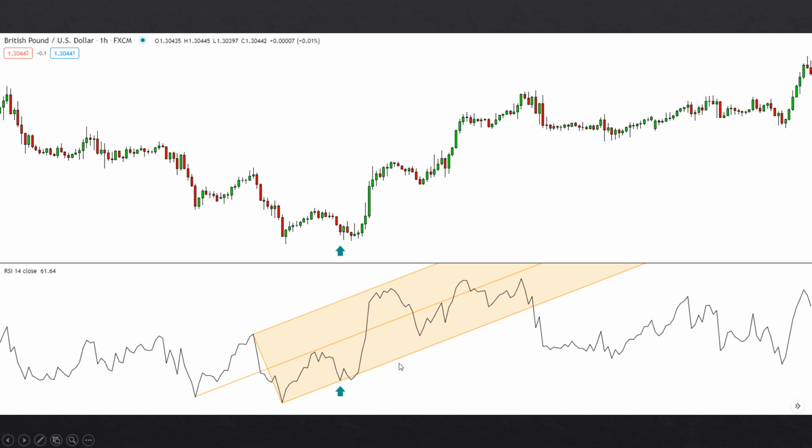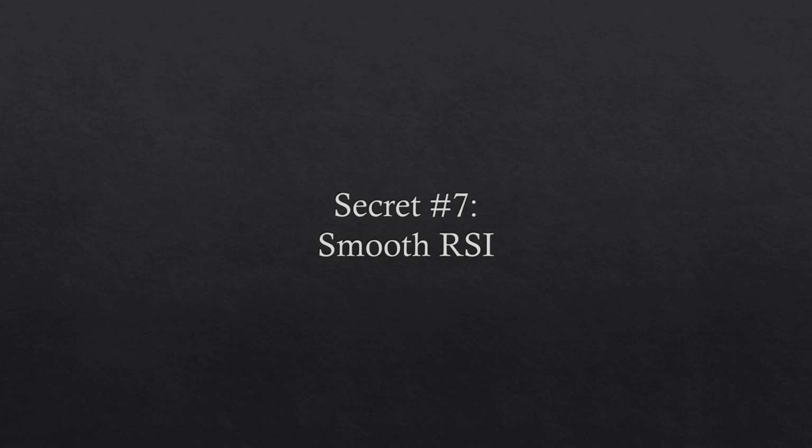Secret number 7. The smooth RSI. This secret is about changing the source from which the RSI is calculated. Most technical indicators are calculated using the closing prices on raw price action. However, by using some mathematical tricks, we can enhance certain technical indicators like the RSI, which has a jittery and chaotic line.